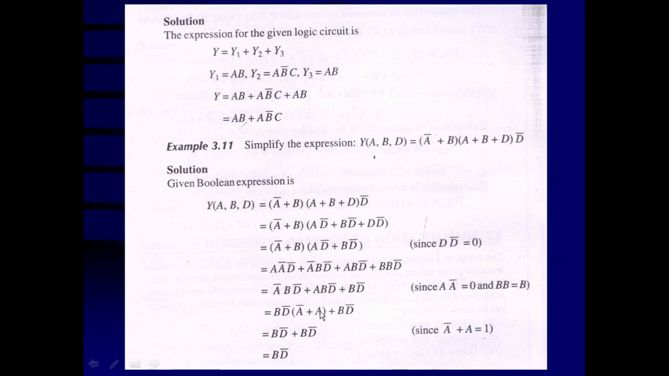And A bar or A is equal to 1. Any variable OR with its complement results in 1. And 1 multiplied with BD bar is BD bar, that means the variable itself. So this is reduced to BD bar, and this is also BD bar. Again, both the gates are similar. You can replace them with a single gate, that is BD bar.